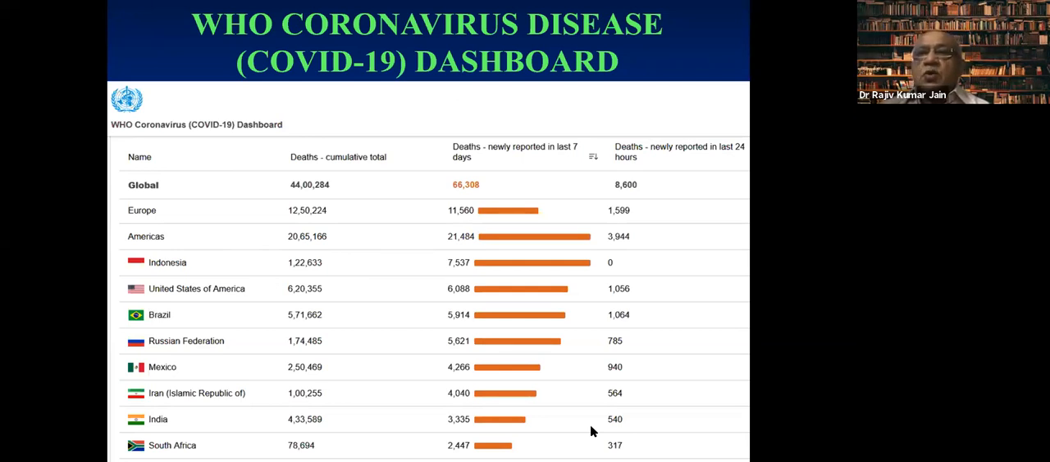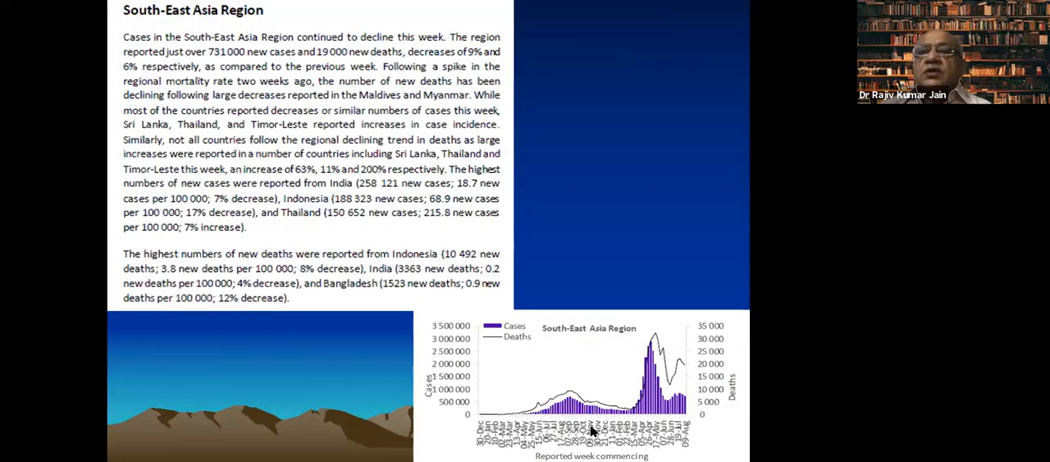Next slide, please. Now we come down to Southeast Asia region. And what do we see? Cases in Southeast Asia region continue to decline this week. The region reported just over 7,31,000 new cases and 19,000 new deaths, decrease of 9% and 6% respectively as compared to the previous week. Following a spike in the regional mortality rate 2 weeks ago, the number of new deaths has been declining following large decreases reported in Maldives and Myanmar.